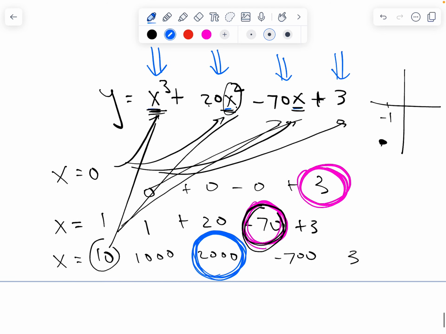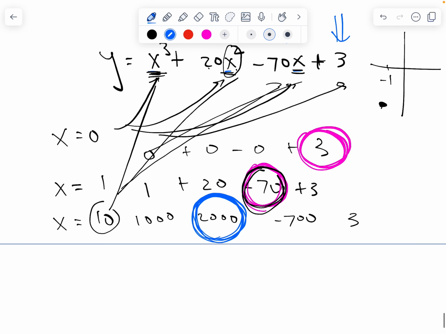Now, the thing that I want you to really focus on right now is what happens when x approaches infinity and when x approaches negative infinity. Now, instead of using infinity, let's just think of a really scientific, precise number like a gazillion.